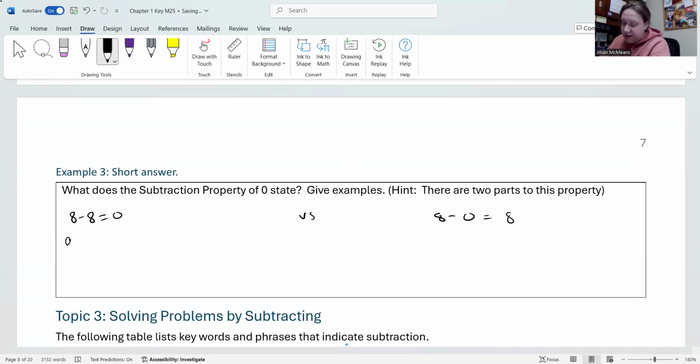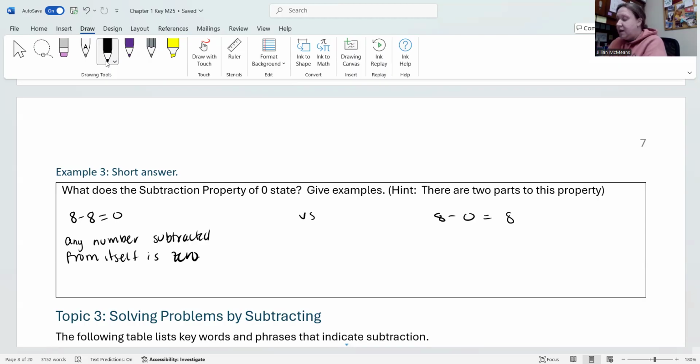Well, this one says any number subtracted from itself is 0. You could also word it maybe a little more formally and say the difference of any number and itself is 0. Okay, so anytime you take a number and you subtract that number, you're always going to get a difference of 0.